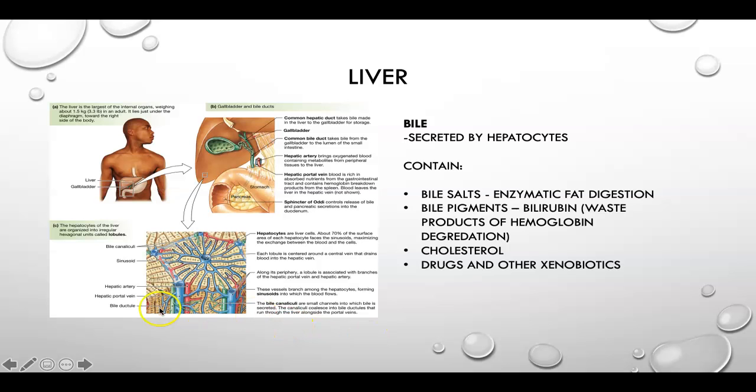The liver secretes bile, which is also very important. It's secreted by the liver cells or hepatocytes, and then stored in the gallbladder, right here, it's green, and goes down to the common bile duct. This bile contains bile salts for enzymatic fat digestion, bile pigments, which are like bilirubin for waste products of hemoglobin degradation, cholesterol, drugs, and other xenobiotics.